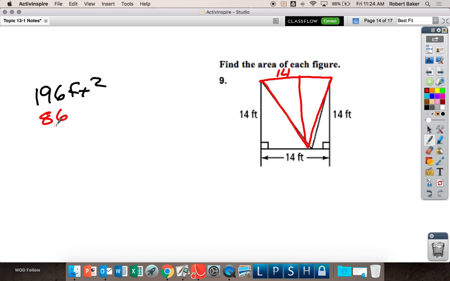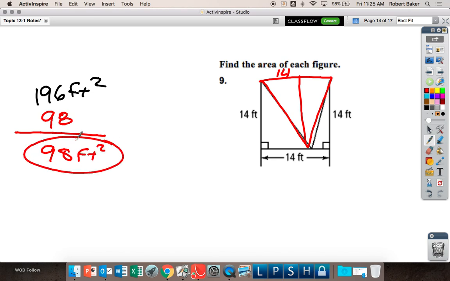98. So if you take this number and you subtract the area of the red triangle, you're left with... The area of the red triangle is 98. So then when you take the area of the square and you subtract the area of the red triangle, you get 98.